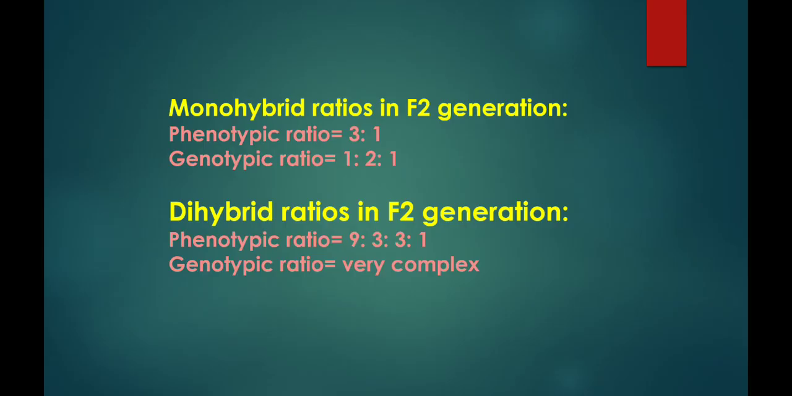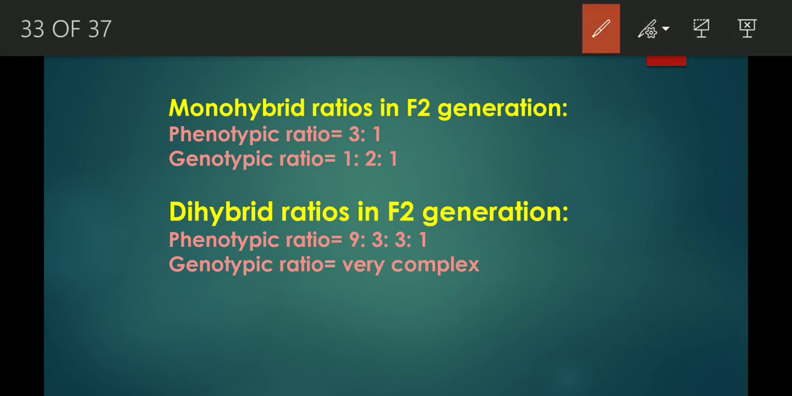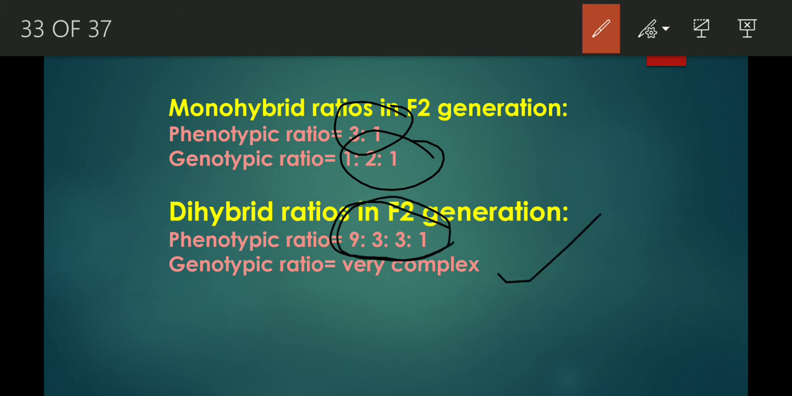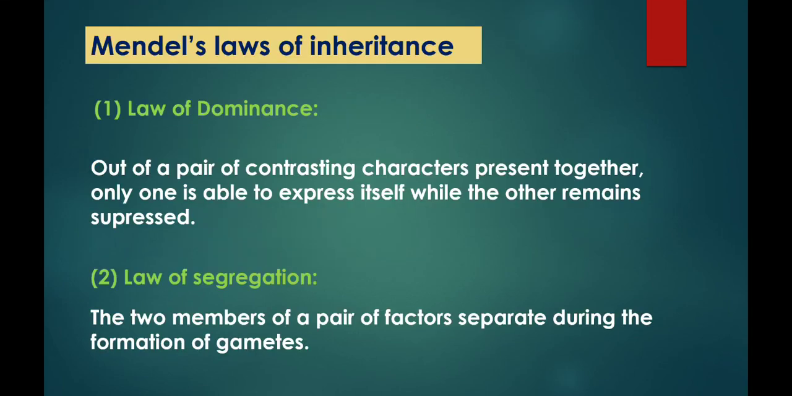So this is the conclusion. In case of monohybrid cross in F2 generation, the phenotypic ratio is 3:1 and genotypic ratio is 1:2:1. In case of dihybrid cross in F2 generation, the phenotypic ratio is 9:3:3:1, whereas genotypic ratio is very complex. It is not in the syllabus. Clear? Now, there are certain laws, Mendel's laws of inheritance.